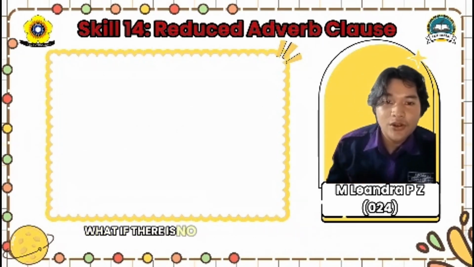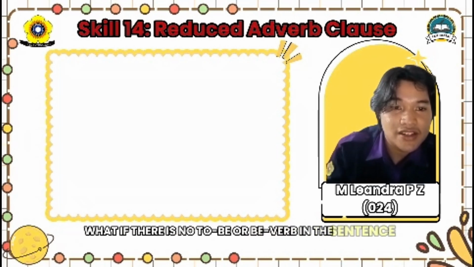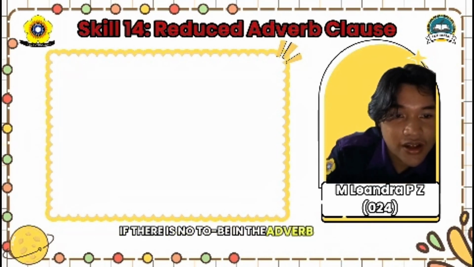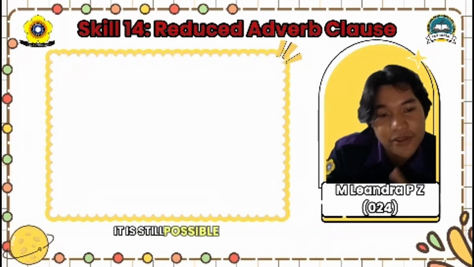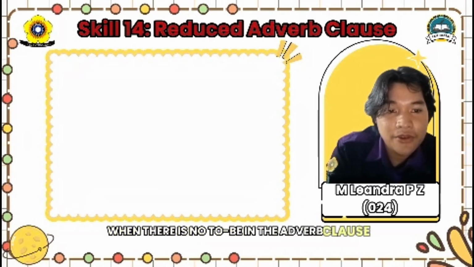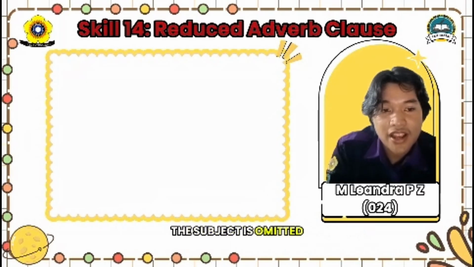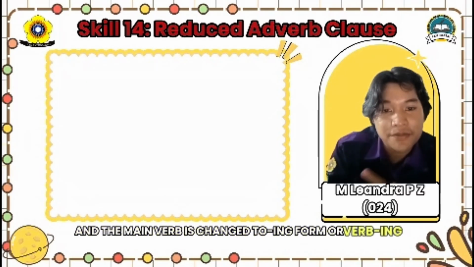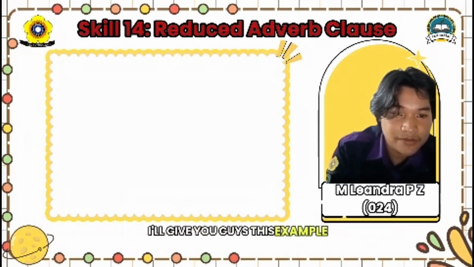What if there is no be verb in the sentence? If there is no be verb in the adverb clause, it is still possible to have a reduced form. When there is no be verb in the adverb clause, the subject is omitted and the main verb is changed to verb ing. I'll give you guys this example.